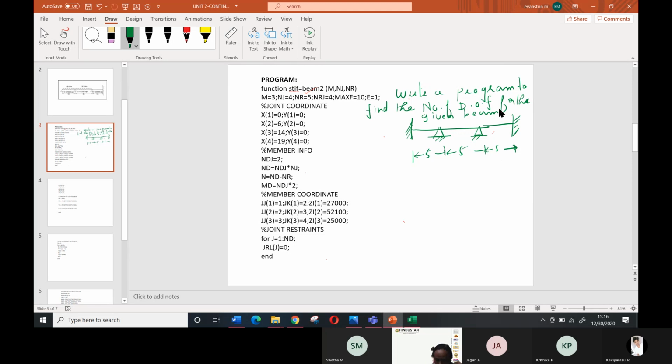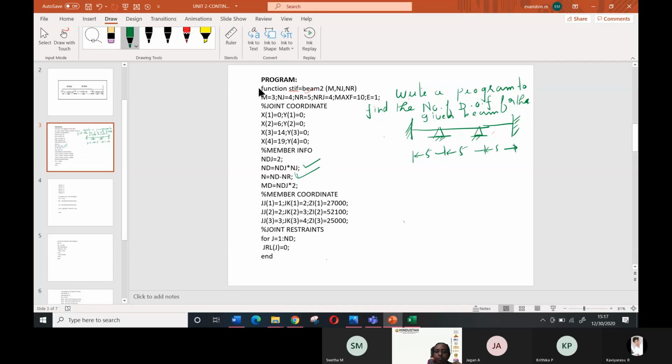Leave some 3 pages because this is a new thing. I just want you to make it interesting. Once you do it yourself, you will find it easy. So what I have asked is write a program to find out the number of degrees of freedom for the given beam. N is the number of degrees of freedom for the given beam. NDJ is the ND. There is a difference between ND and N. ND is the possible degree of freedom and N is the number of degrees of freedom available for this particular beam.